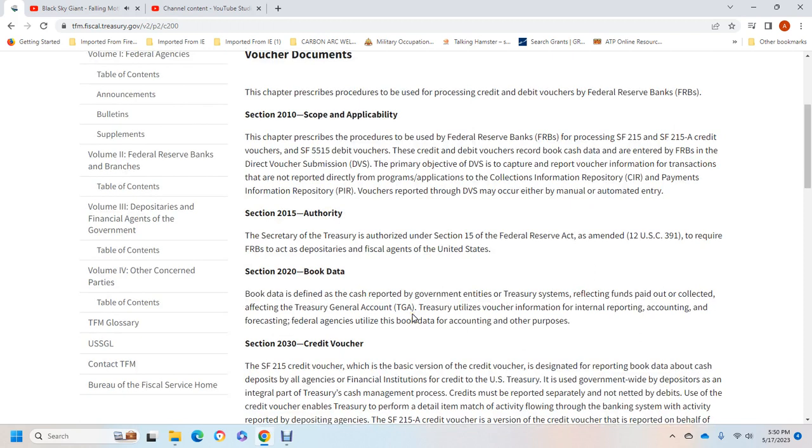Section 2020, Book Data. Book data is defined as cash reported within the government's accounting system, reflecting funds paid out and collected, affecting the Treasury General Account. Treasury utilizes it, along with voucher information, for internal reporting, accounting, and forecasting. Federal agencies utilize book data for accounting and other purposes.